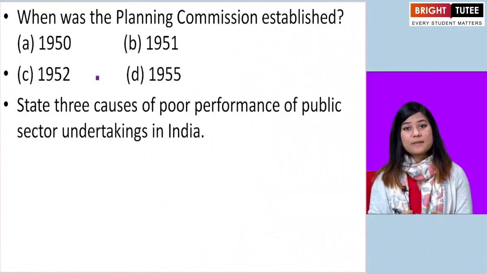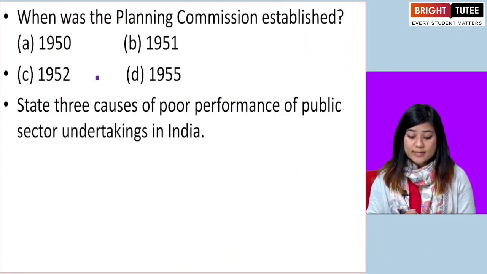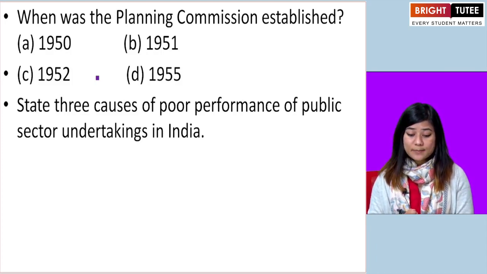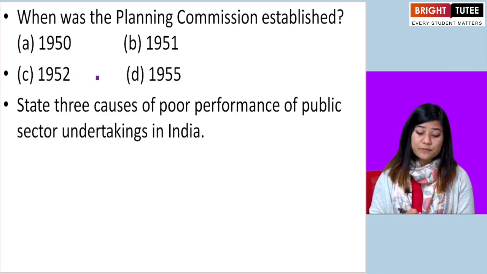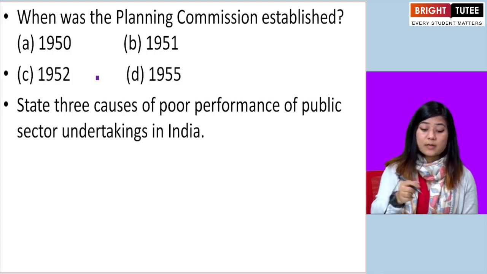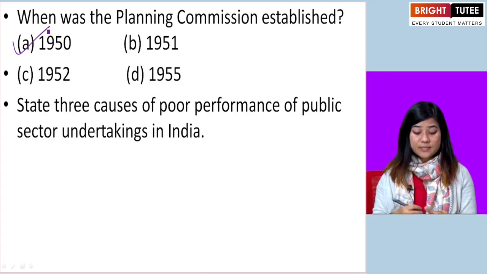And again here we have some questions for us to discuss. Let us look at them. The first one is, when was the Planning Commission established? Was it 1950 or 1951 or 1952 or 1955? The correct answer is 1950.